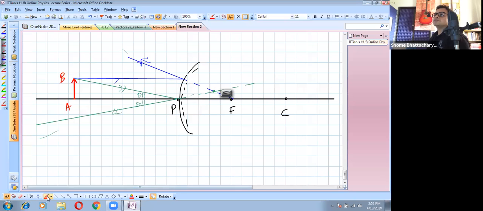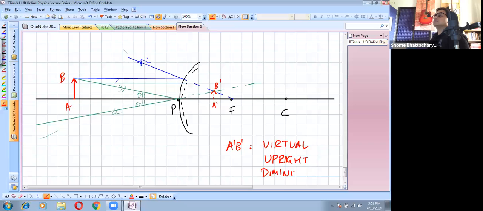So this point becomes the virtual image of B, and this will be the virtual image of A. So A prime B prime, you can see, is the virtual, upright, and from the diagram you can estimate it is also diminished image.